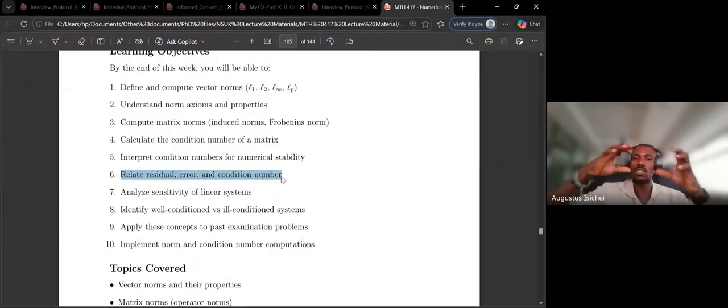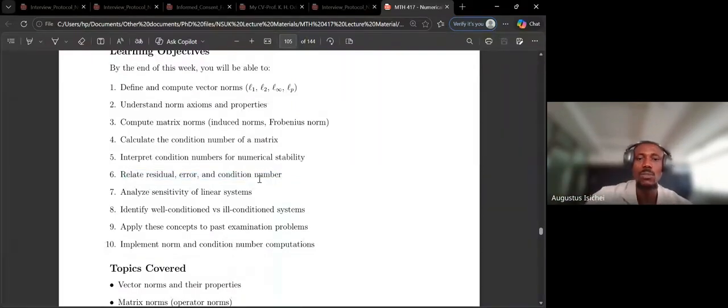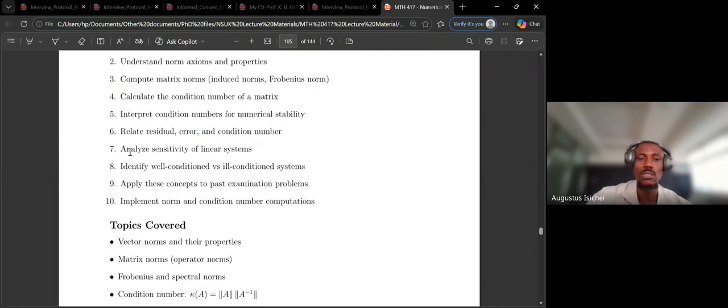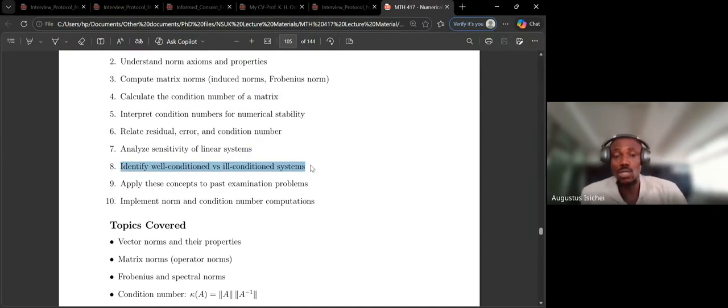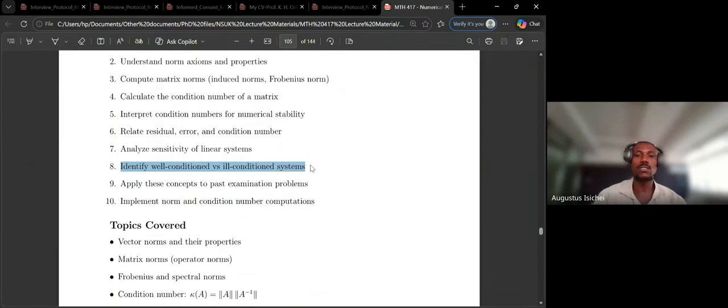What is their relationship? How do they relate? How do they work together to give you some interpretation of a solution to any system of equations? You should also be able to analyze sensitivity of linear systems, and identify well-conditioned versus ill-conditioned systems. So when you see a system that is well-conditioned, you should be able to identify it by the end of this lecture, as well as ill-conditioned systems.